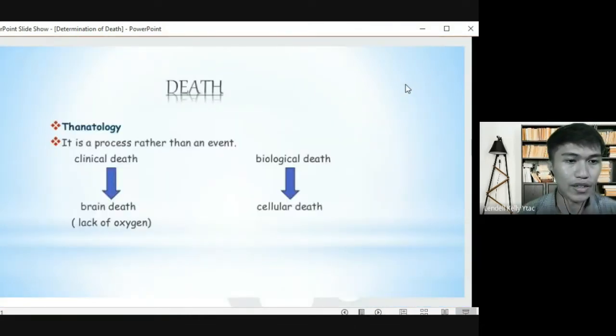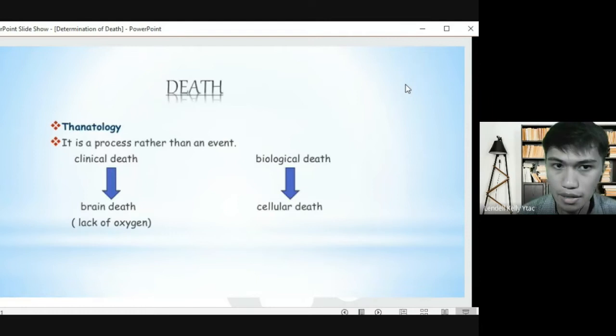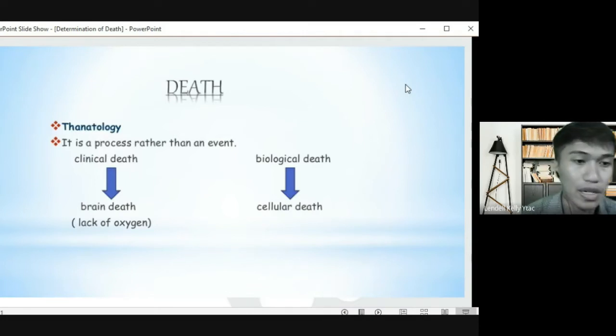So I say death now, this is the analogy. It is a process rather than an event. So it means if a person undergoes a death process, it has a sequence of events. So a person cannot just die without pre-signs and symptoms. There really is something before a person dies. Maybe if the cause of death is an accident, or for example a gunshot in the head, the death is abrupt but there is still a process behind it.